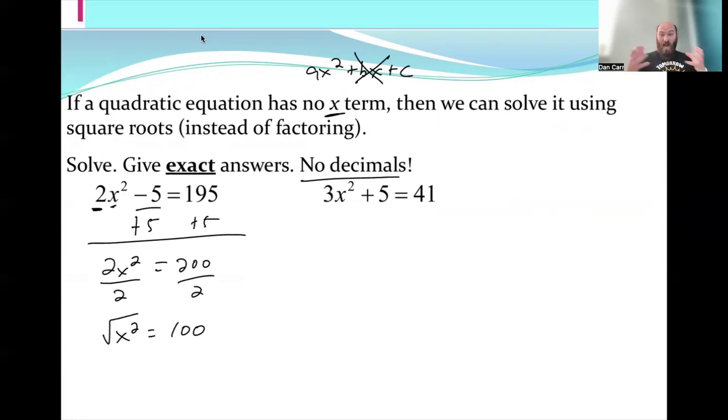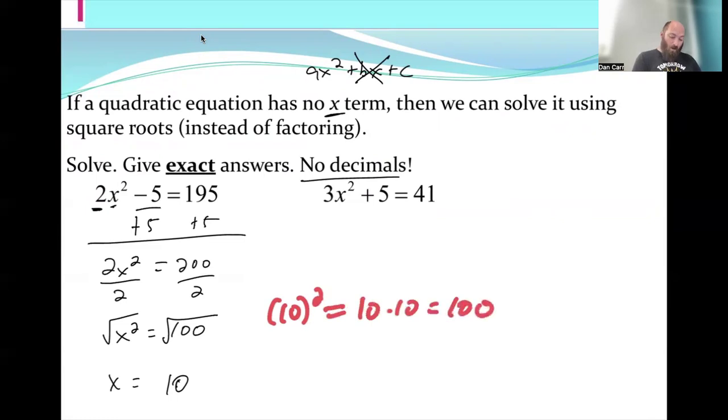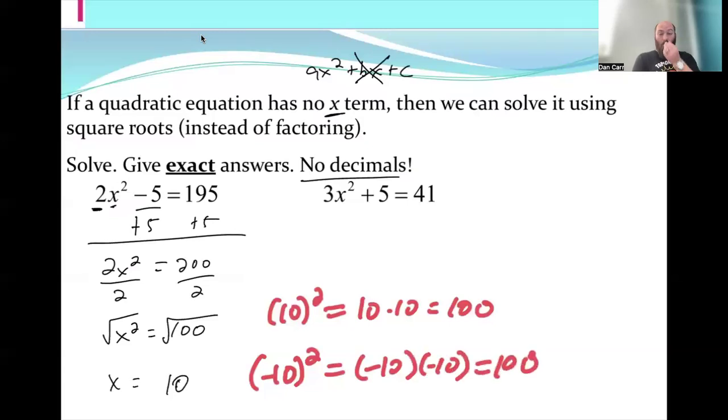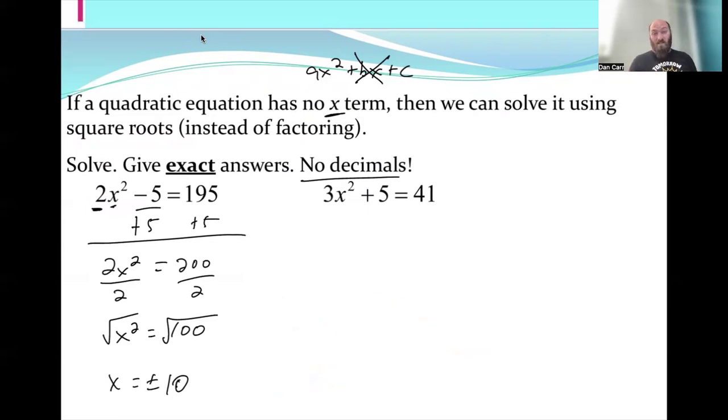The opposite operation of squaring is square root. But there's one thing that is important to remember. When we do x squared equals 100, there are actually two answers that work. If I take the square root of 100, that's 10. 10 squared is 10 times 10, giving me 100. But so is negative 10 squared, because negative 10 times negative 10 is also 100. Meaning there's two answers that work here, plus or minus 10.